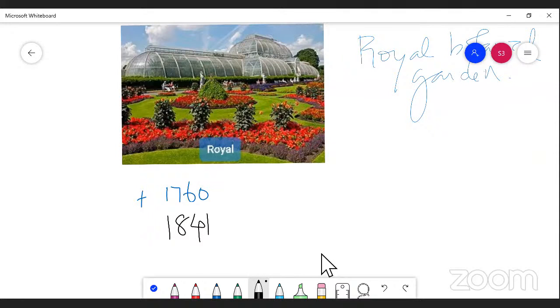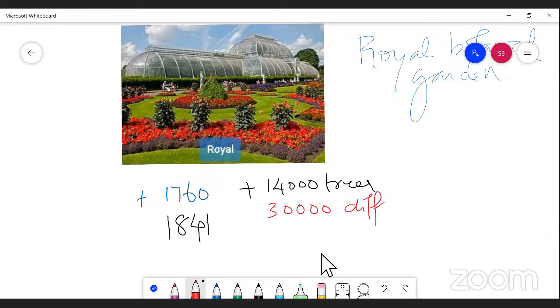This is the largest herbarium, right? So it consists of almost 14,000 trees, and almost 30,000 different species. Different plants are available in the herbarium of the Royal Botanical Garden, which is situated in London. If you go to London, you can see the name of the herbarium is Kew. I'm talking about the Kew Herbarium.